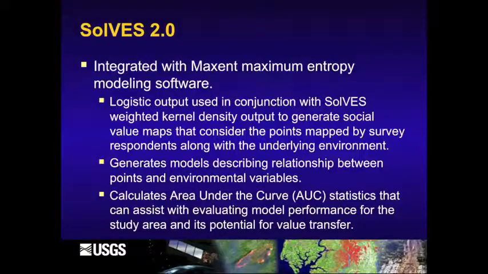Some other elements of SolVES 2.0 and the Maxent integration: Maxent produces a logistic output, which gets used in conjunction with what SolVES already produced as a weighted kernel density output, and those work together to generate social value maps that take into account the placement of the points by the survey respondents along with those underlying environmental variables. And from this, we're also able to generate models that describe that relationship.